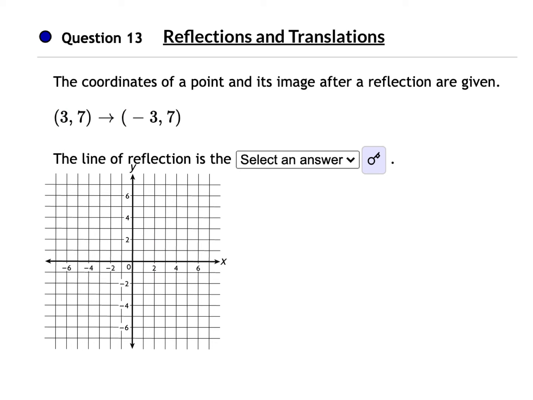Question 13. Here we have a transformation that takes the point 3, 7, right there. This is our A, our starting point, and moves it to -3, 7. This is our A prime, the image. It moves along a perpendicular to the y-axis and goes the same distance on the other side. This is a reflection over the y-axis. Notice how y stayed the same and x became the opposite.